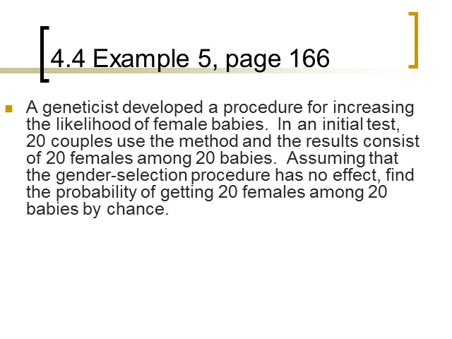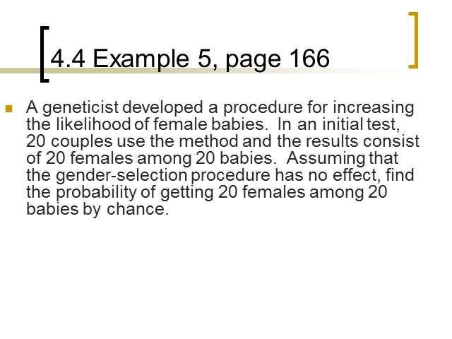A geneticist developed a procedure for increasing the likelihood of female babies. In an initial test, 20 couples used the method, and the results consist of 20 females among 20 babies. Assuming that the gender selection procedure has no effect, find the probability of getting 20 females among 20 babies by chance. Now, anybody who has any experience with having children knows that having 20 females out of 20 babies is not going to really occur by chance.